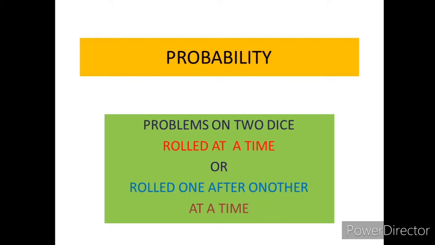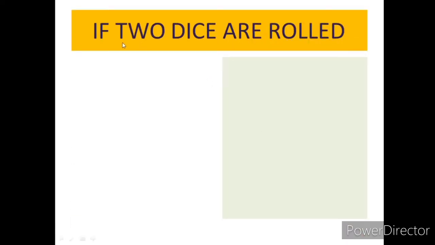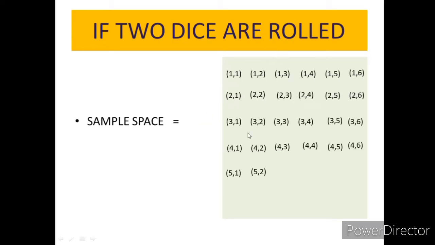Okay, shall we move to another slide? The slide is like this. If two dice are rolled, what is the sample space? You know that. The sample space is like this. See, 1,1; 1,2; 1,3; 1,4; 1,5; 1,6. You see here, all these outcomes are the sample space when two dice are rolled.